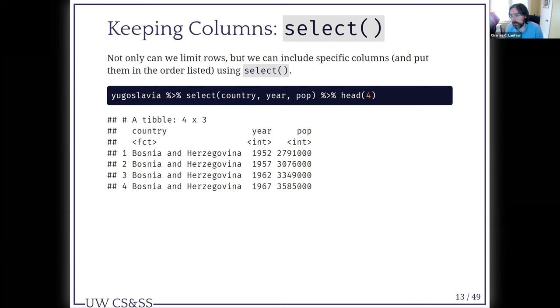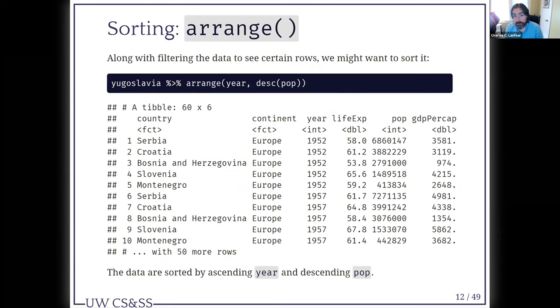What's the function to arrange by ascending order? None. By default, variables are sorted by ascending order. So if you don't put desc, it's in ascending order.